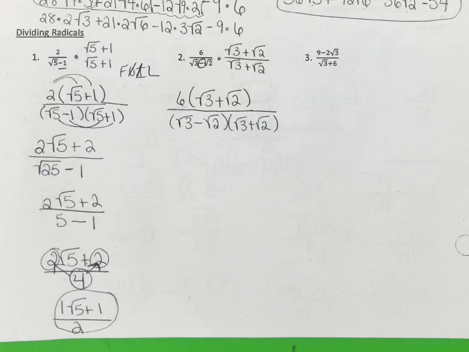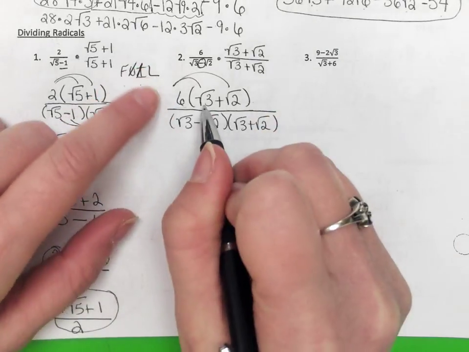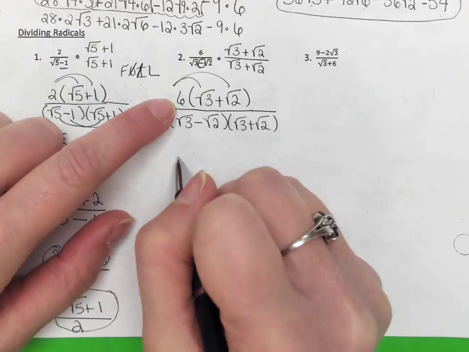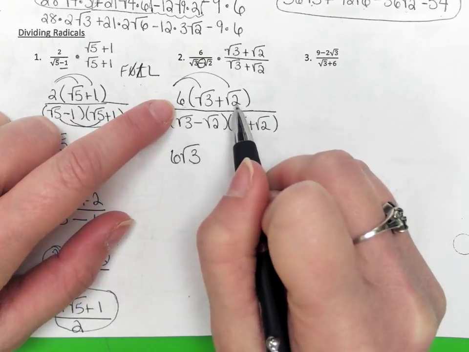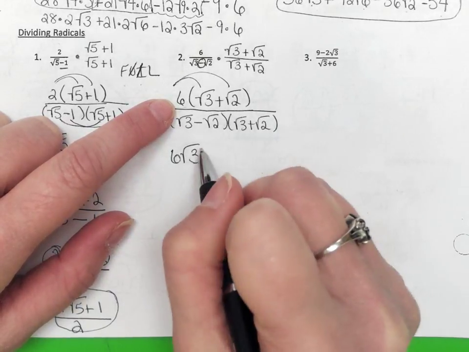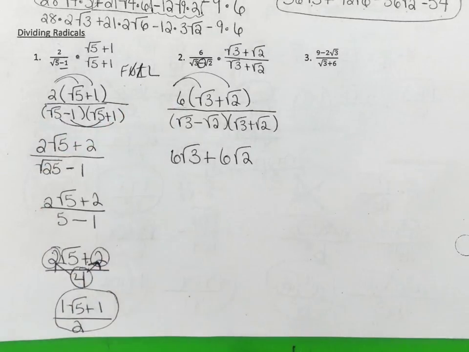Okay, what can you do on the top? Distribute. All right, can I multiply 6 and 3? No, they're not like terms, so it's just that. All right, what about the 6 and the 2? Can I multiply them? No. So you just smush it together.